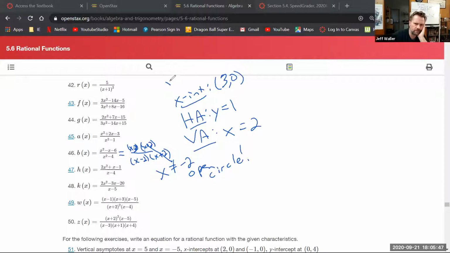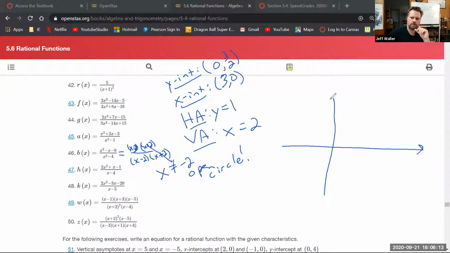What's the y-intercept? Would it be 3 over 2? When you put a 0 in, you get 3 over 2. Okay. So that is plenty enough information. Let me put a couple of important things down here. So there's 3, 0.